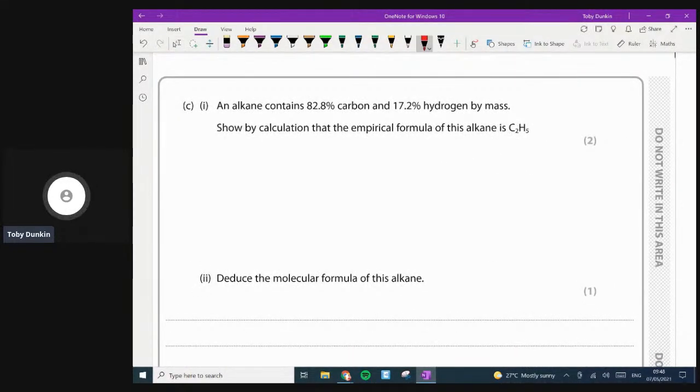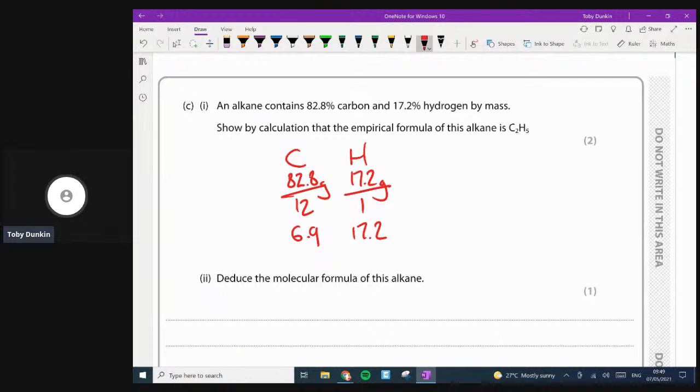Alkanes, empirical formula, carbon, hydrogen. 82.8 grams, 17.2 grams. Step number 1 in empirical: percent to mass, mass to moles, divide by the smallest to find the ratio. Multiply if needed. So over 12 over 1, the atomic mass. So 82.8 divided by 12 is going to get me to moles of carbon atoms. 6.9 moles of carbon atoms.